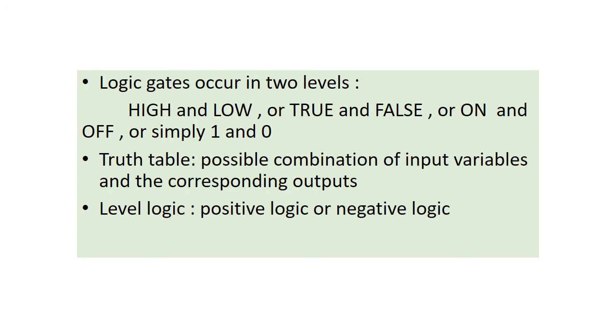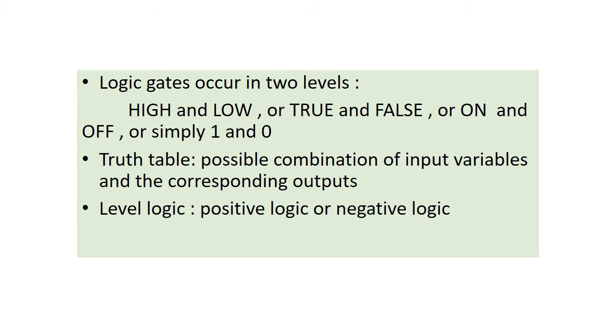Logic gates operate at two levels, that is either high and low, or true and false, or on and off, or numeric 1 and numeric 0. A table which lists all the possible combinations of input variables and the corresponding outputs is called a truth table. It shows how the logic circuit's output responds to various combinations of logical levels at the input. And logic level can be categorized as positive logic or negative logic.